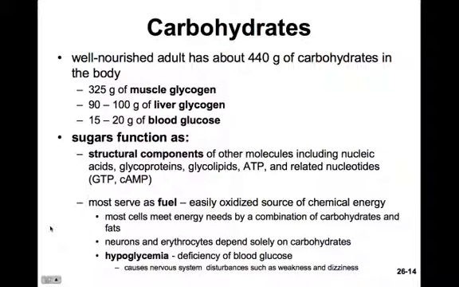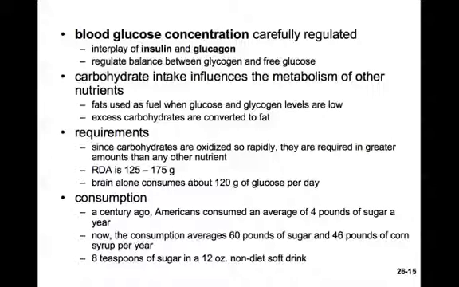So even a brief period of hypoglycemia causes the nervous system to have disturbances, which are seen as weakness or dizziness or even grumpiness. Blood glucose concentration is very closely regulated, as you learned in the chapter on endocrine system. Insulin and glucagon play back and forth to regulate the balance between glycogen and free glucose or blood sugar.